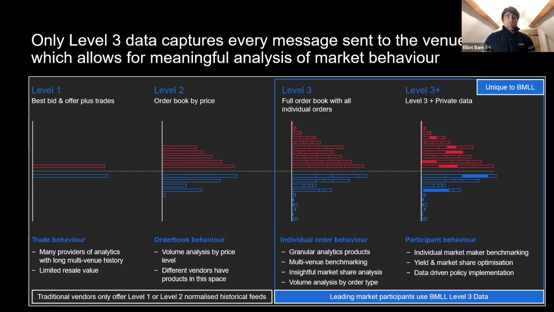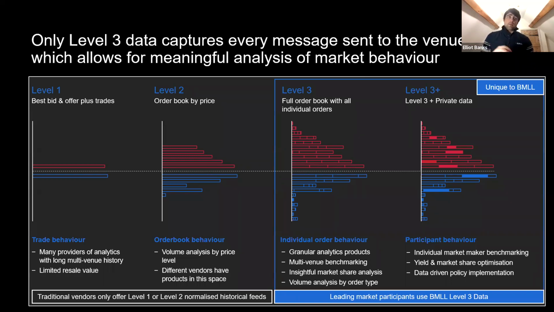More advanced participants will often utilize what we call level 2 data. That means as well as seeing the best price, you might see the best 5, the best 10 levels of the order book at the same time. And this will be event by event. Again, it gives you more granularity. It gives you more understanding.